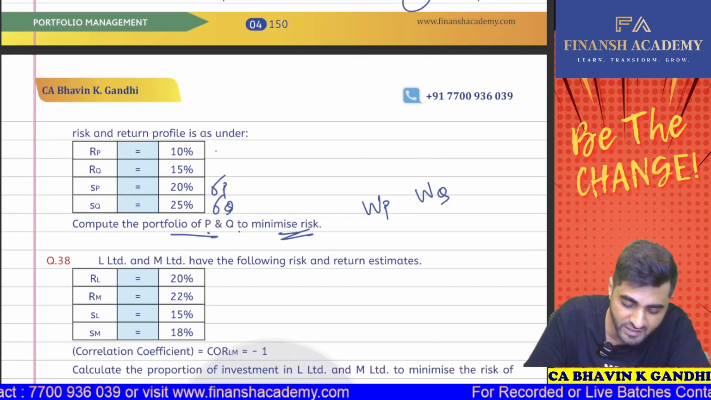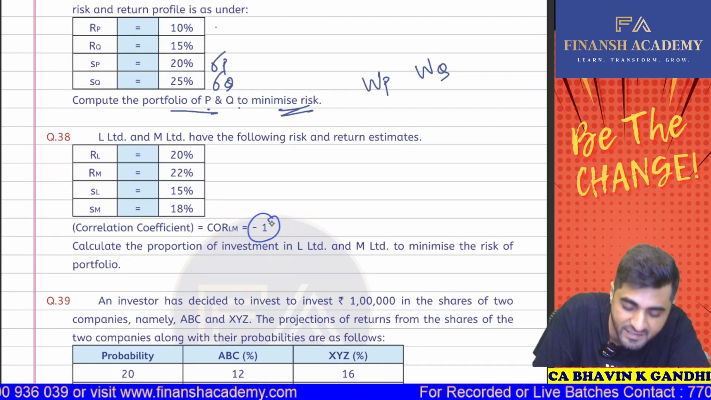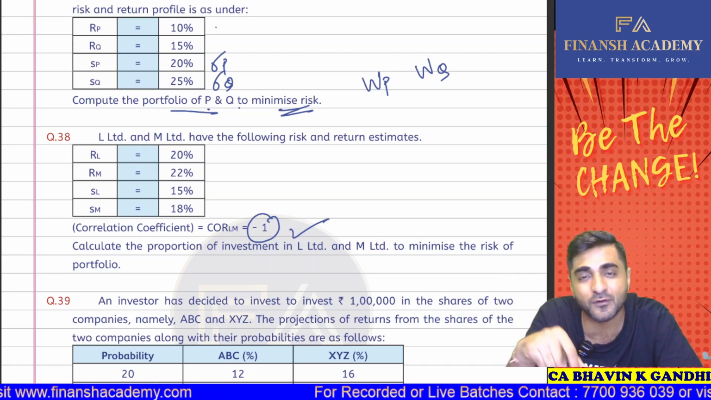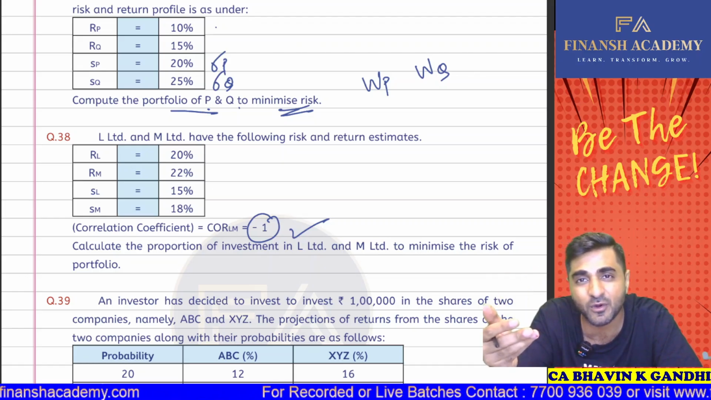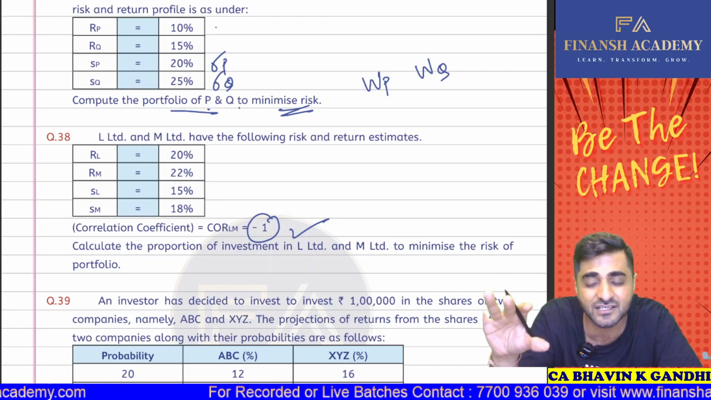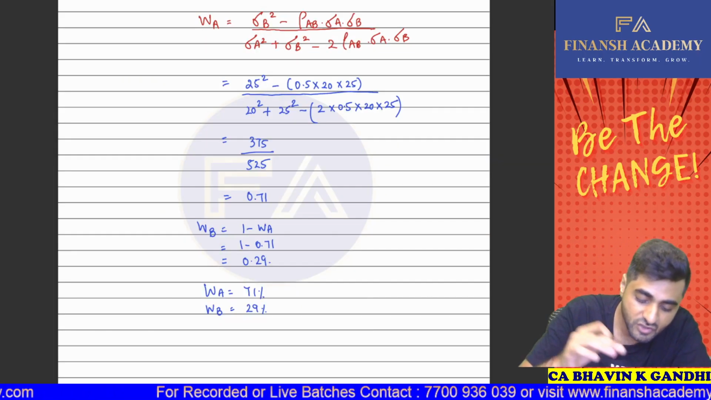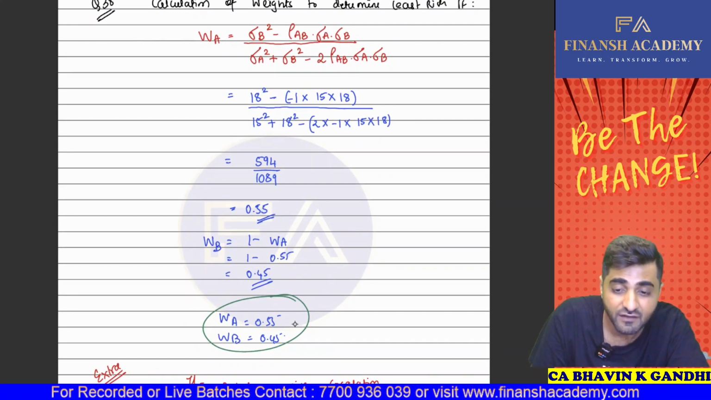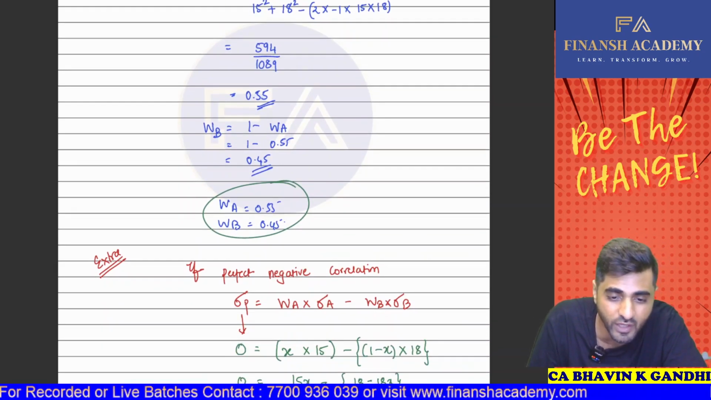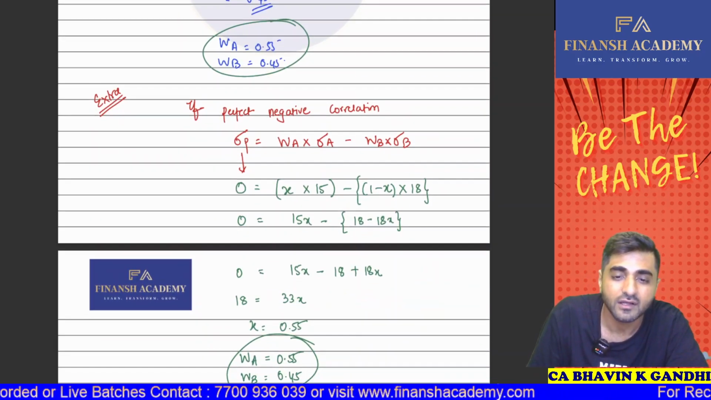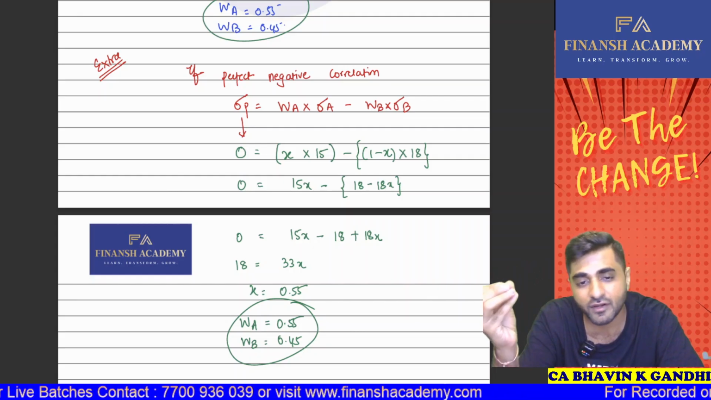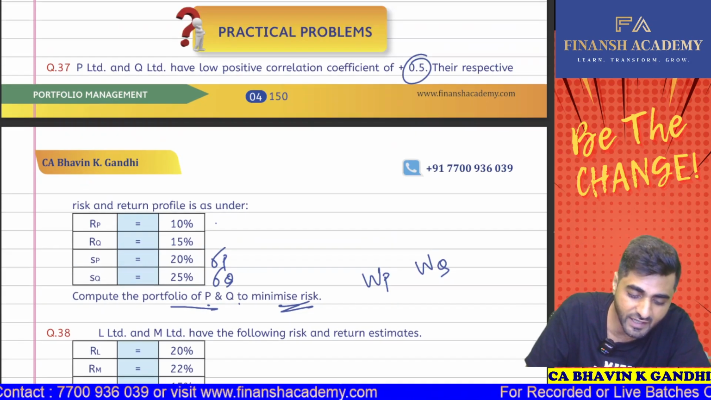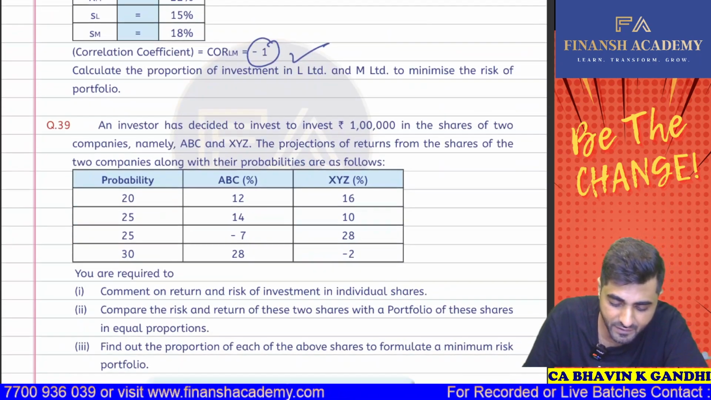Okay. Similar to this, in your question number 38, as you all can see, your correlation coefficient is actually -1. So here the risk of the portfolio can be zero, because when it is perfect negative correlation, then you can completely eliminate the risk as well, and that can be zero. So in this particular case, you can use this formula as well, and you can get this as 55% and 45%. But also you can use, as I just now explained to you, the same concept, and you will get the same weights of 55% and 45%. Okay. So this is with regards to your question number 37 and question number 38.